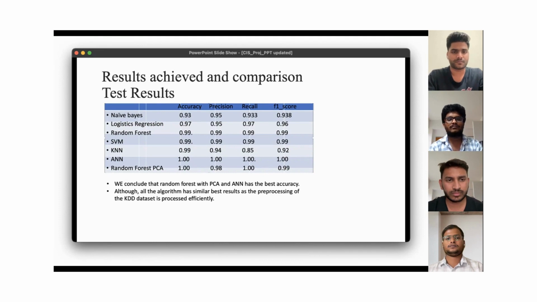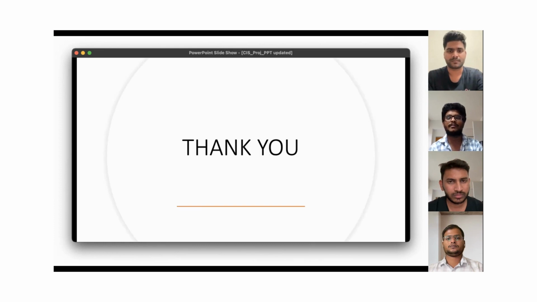And at the end, by comparing all the results, we could see that artificial neural networks and random forest have the best accuracy, even though all the models have similar accuracy results. It is all because of the pre-processing of the data set. We did the pre-processing of the data set perfectly and efficiently, so that's the reason all the results are similarly accurate, around 98%.